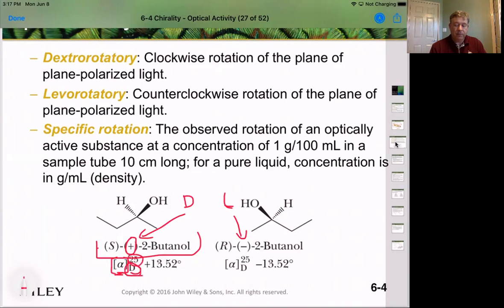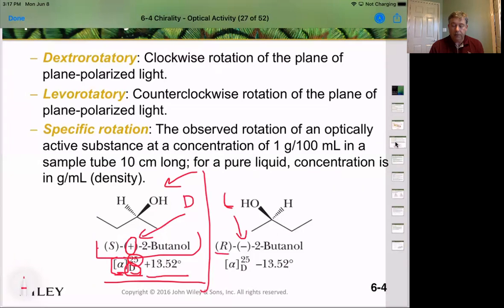It's measured at 25 degrees, and it rotates the light clockwise 13.52 degrees. Okay. Now that means if this pure enantiomer rotates the light in one direction by a certain number of degrees, the pure isomer of the opposite isomer should rotate it exactly that same number of degrees in the opposite direction. And this is found to be true.